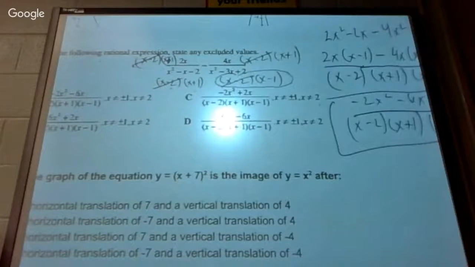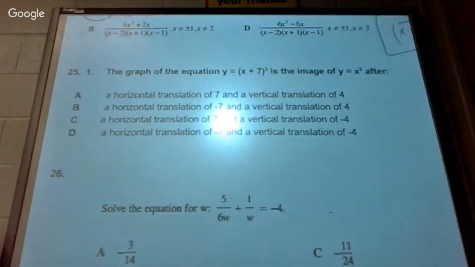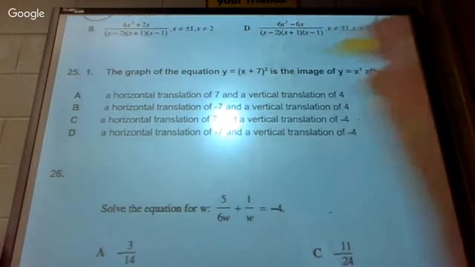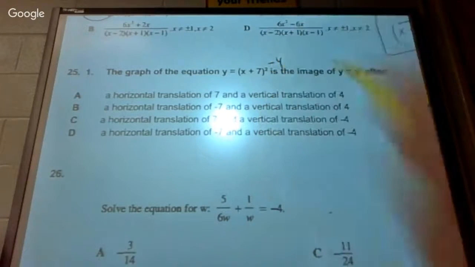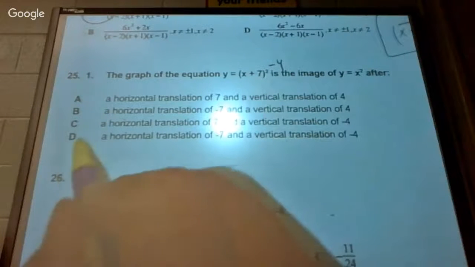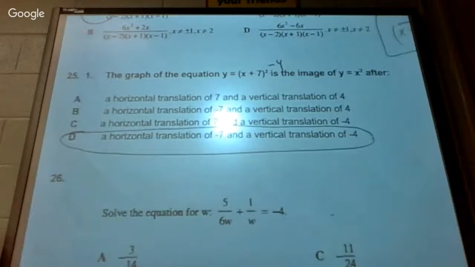All right. 25, the graph of the equation is this, and the image. Oh, this one you can't do because I don't have a second part, but I'm going to put a -4 right here. So if I put a -4 right there, that thing moved left 7 and down 4. We'll just choose D for that one.